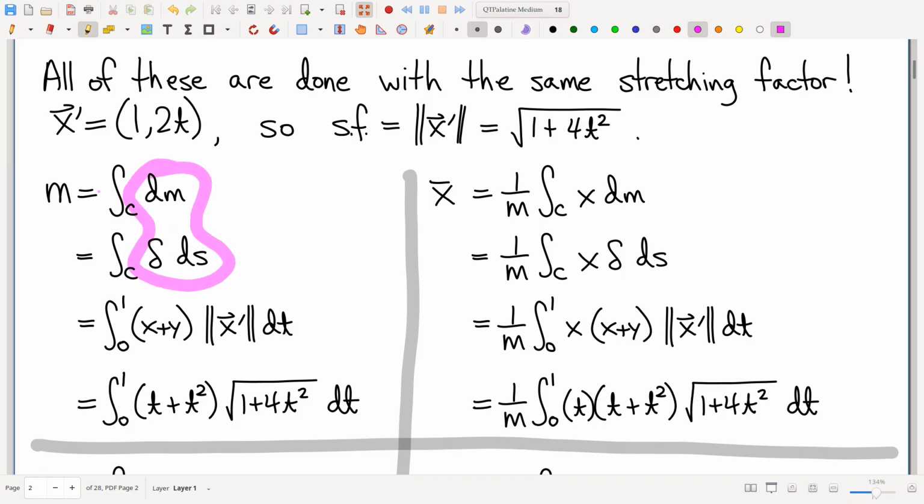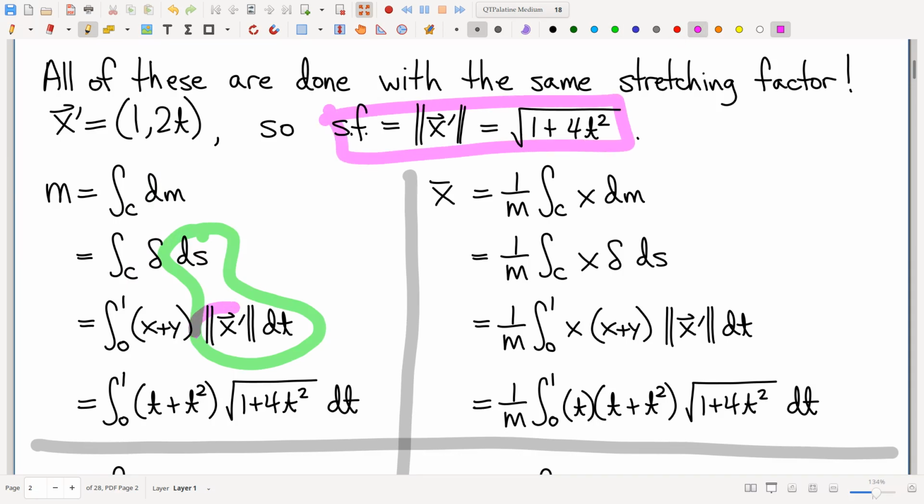On each little piece, mass is density times size. Sure. From the previous page, ds is stretching factor times dt. Ooh, lucky break. We've already computed the stretching factor. So we put that in there like that. Notice we're just plugging in. Everybody happy?